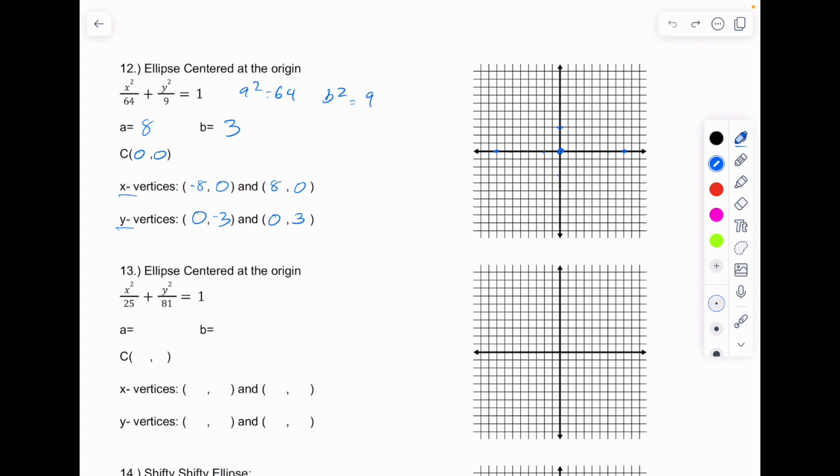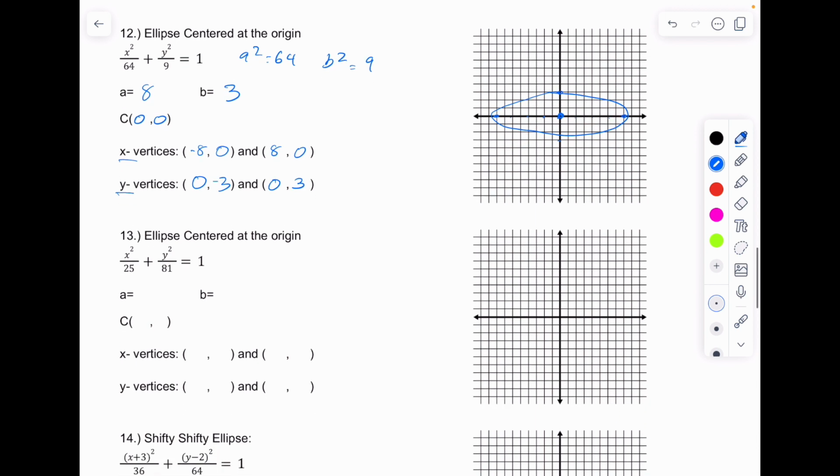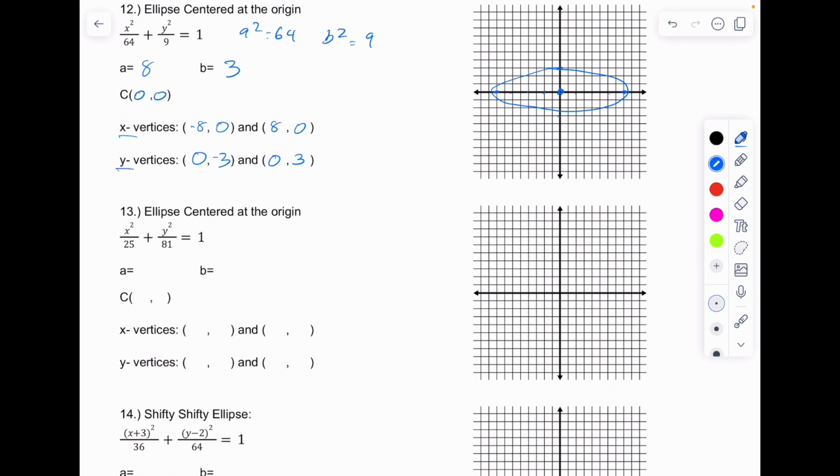Nope, that is not the shape that I want. I'm just gonna, I don't want to be shamed again. That's my ellipse. I hope you like it. It's good. It's fine. It's fine.